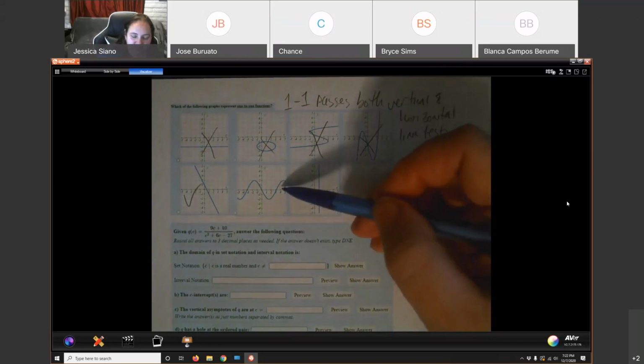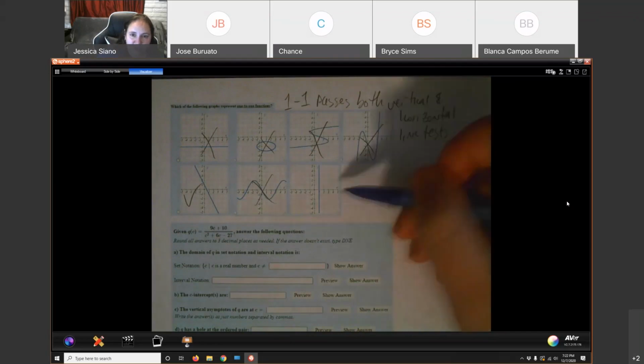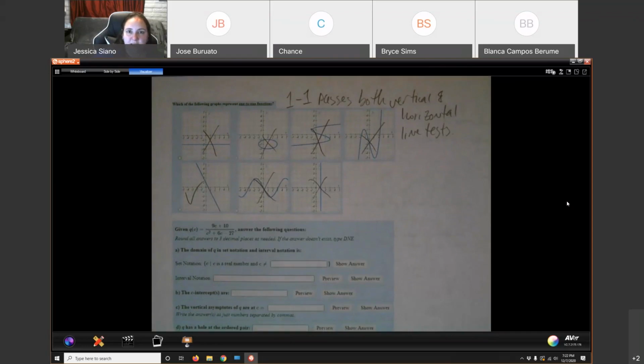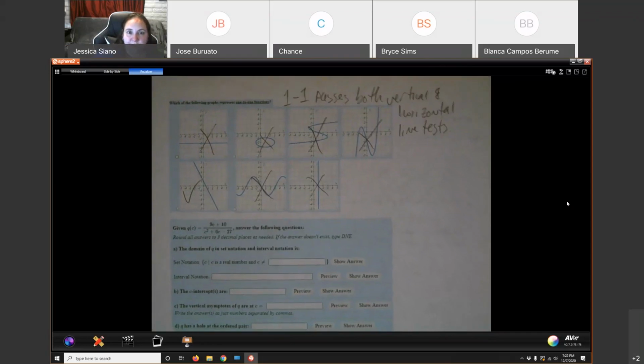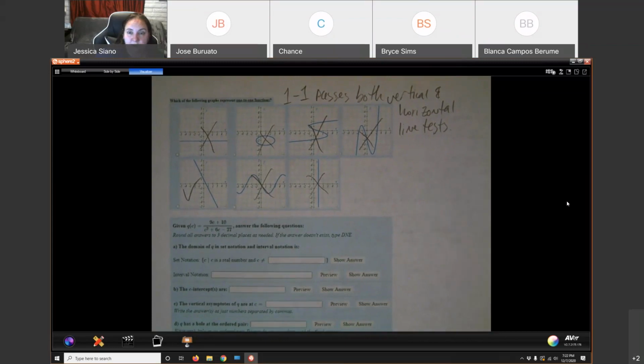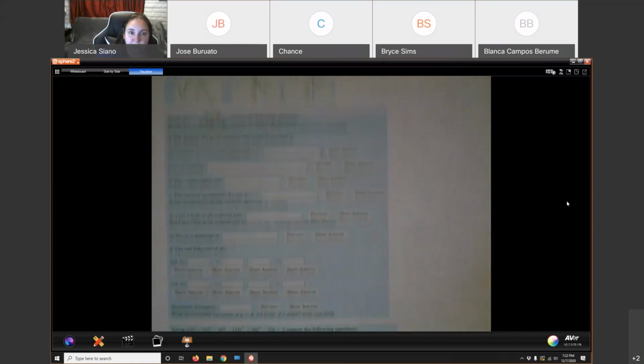This one again would pass the vertical, but not the horizontal. And this one would pass the horizontal, but not the vertical. So that one, the linear function, is the only one-to-one function here. And frequently, we will only see linear functions or rational functions here. So make sure you pass both the vertical and the horizontal line tests. Okay.